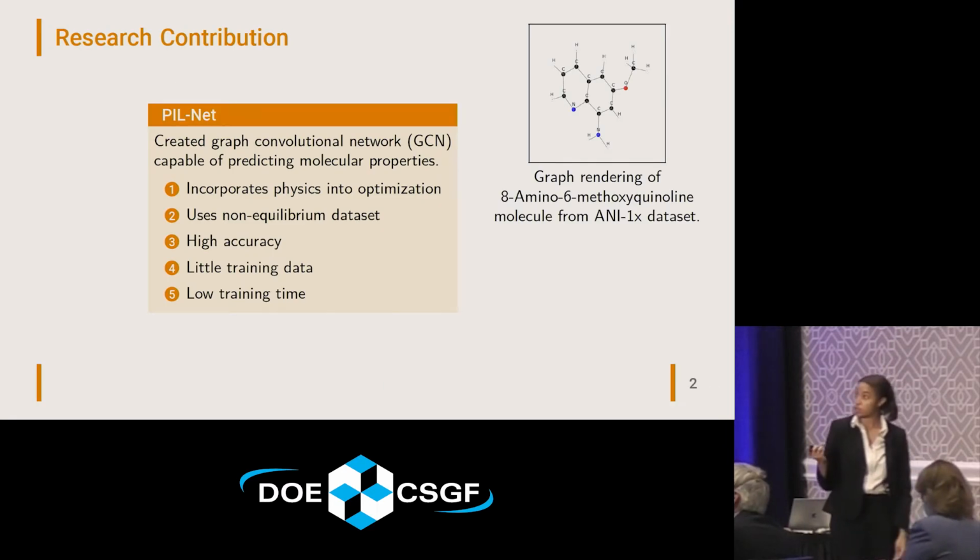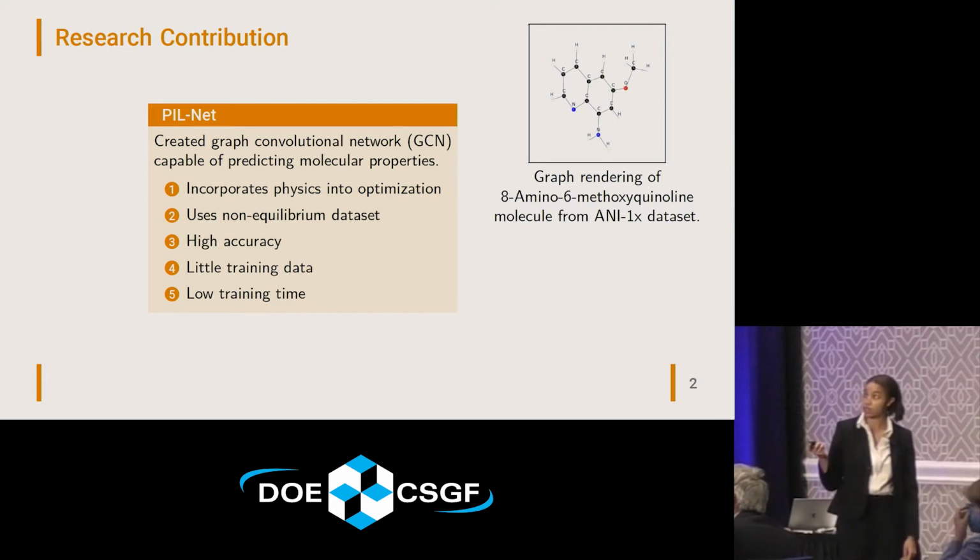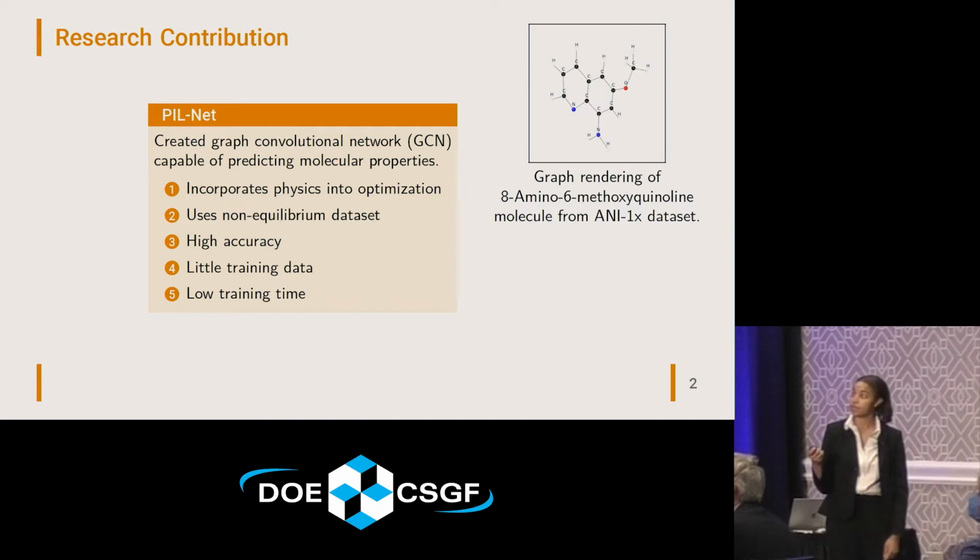So this is our research contribution, PILNet, which stands for Physics Informed Loss Network. With this, we created a graph convolutional network capable of predicting molecular properties. We do that by incorporating physics into the optimization step of training, which will be detailed later on. And we use a non-equilibrium data set, that is, a non-energy minimized data set, which renders the problem a little bit more challenging and also allows us to reach a larger area of the chemical space. And we were able to predict these properties with high accuracy and using very little training data, which corresponds to low training time.